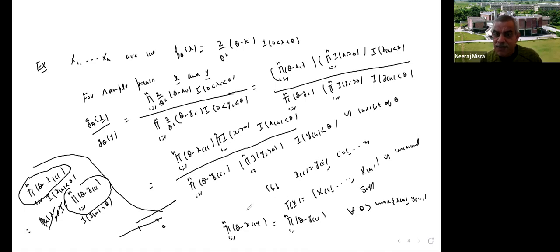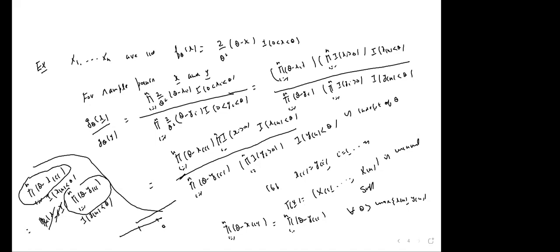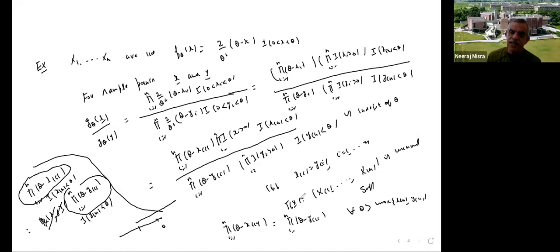That means the two polynomials have to be the same. And because the two polynomials have to be the same, their roots have to be the same. That means xi is the same as yi. Is that okay? Okay, sir. Yeah.